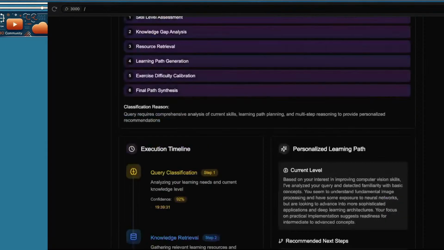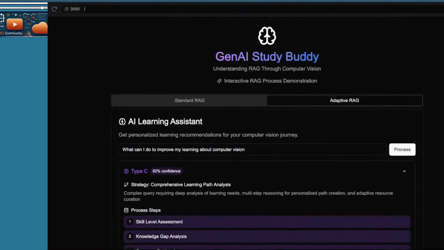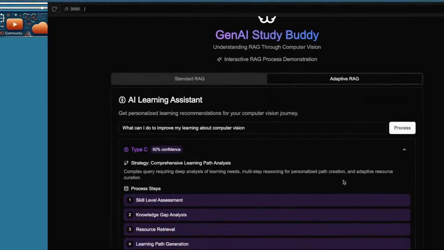Now, this is all mocked out, but this is exactly the flow. If you want a really good example of this, it's the Microsoft Learn website. They have a really good example of agentic flow. They'll ask you questions about what you already know and come up with a whole workflow based on that and what your goals are.